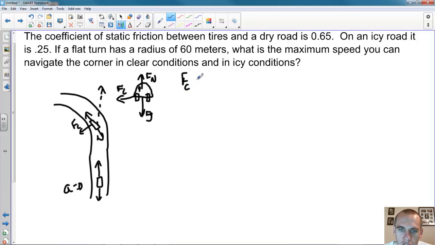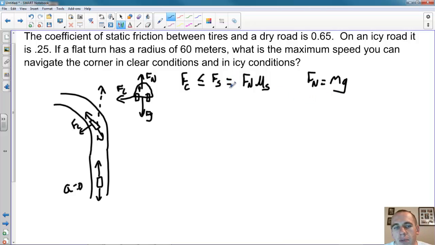The friction has a maximum value, given by its coefficient. Fc is always going to be less than or equal to the static frictional force. It can't be greater than that because there's nothing else that can provide that force. We know the static frictional force is equal to the normal force times the coefficient of static friction. And since the vertical forces are balanced, the normal force is equal to mg. So let's go ahead and start doing this.